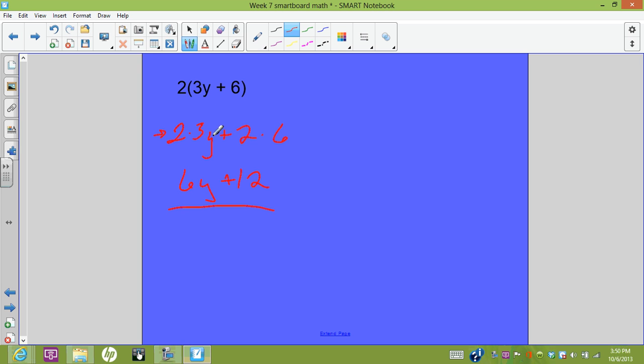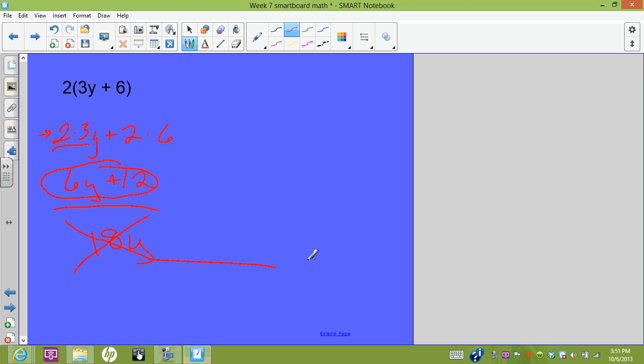2 times 3y, I can just multiply the 2 and the 3, which gives me 6, and then I have y also. And then 2 times 6 is 12. So you should have gotten 6y plus 12. I have a lot of people who try to then combine these two numbers and end up with 18y. That is completely wrong.